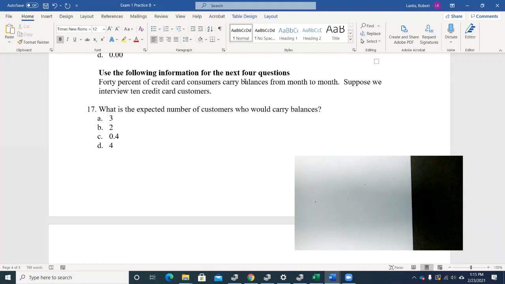Also, I'm sorry if I say the word balance wrong. I got corrected by a student once that I guess I don't say it like a lot of people from Indiana. So I apologize in advance, but we've got 10 of these customers.